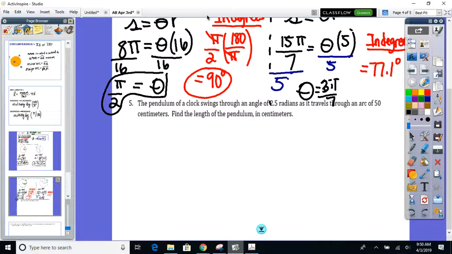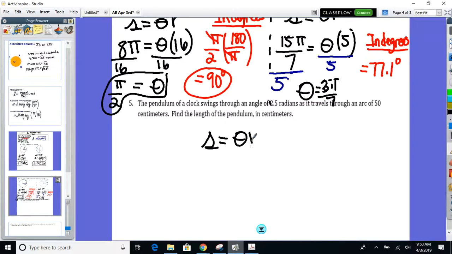Swings through an arc at 2.5 radians. All right, hold on. What's the 2.5 going to be? First of all, radians. So which formula do I want? SOAR, S equals theta R. Where's the 2.5 going to go in for? Which one represents the angle up here? Theta, so theta equals 2.5. What else am I given? It travels through an arc of 50 centimeters. Where S, 50 equals 2.5.